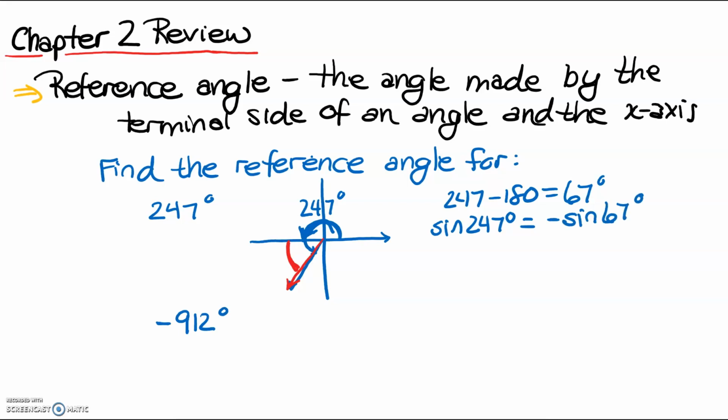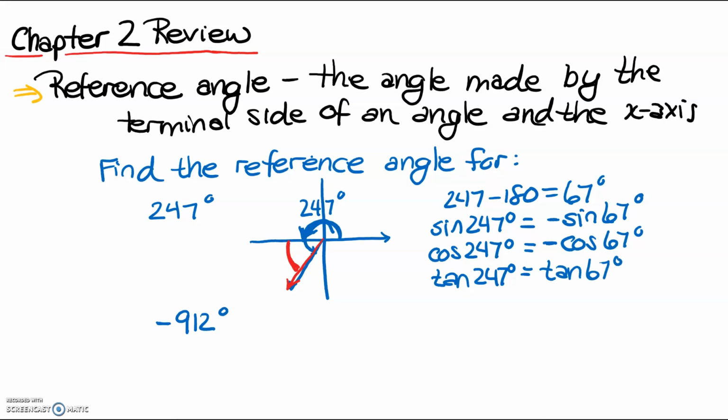Okay, how about if we wanted to find cosine? Cosine of 247 degrees, cosine in quadrant 3 is negative, so it would be the same as the negative cosine of 67 degrees. How about if we wanted to find tangent? Tangent of 247 degrees equals the tangent of 67 degrees. Why? Because tangent's positive in both Q3 and Q1. And just as a reminder, this is all students take calculus, or ASTC, however you want to remember it.